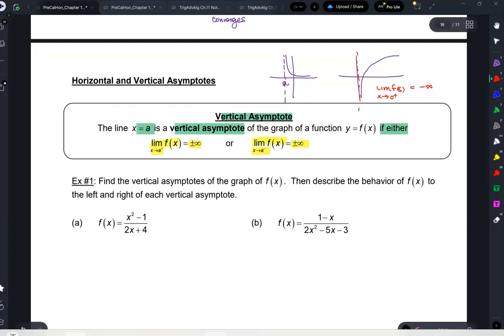Now, sometimes you also have another portion from the other side, right? And that's fine as well. Okay, that's why it's either.